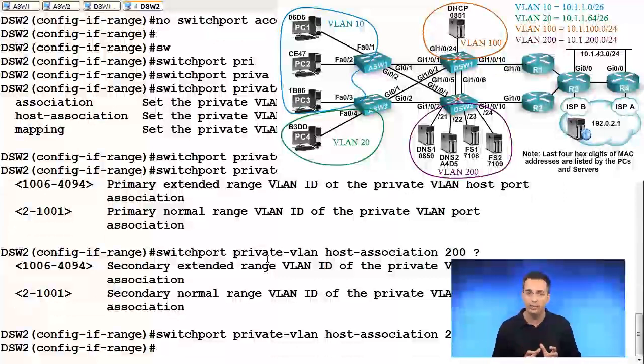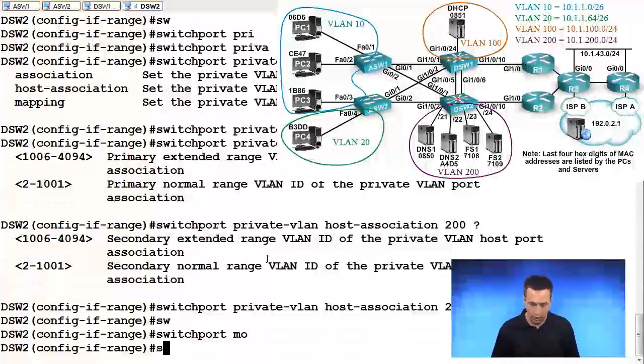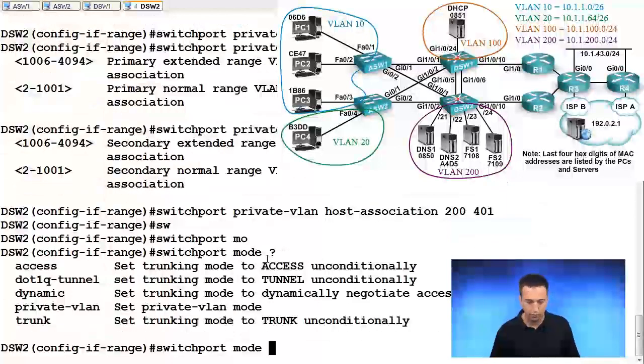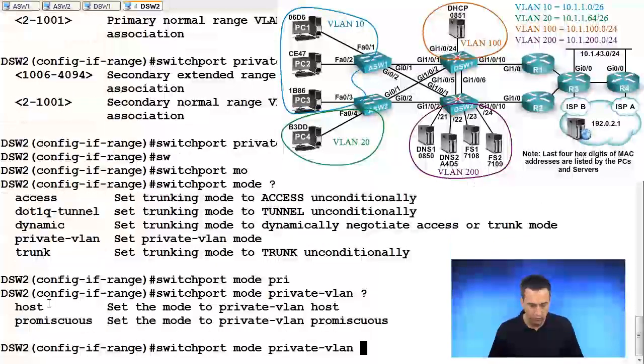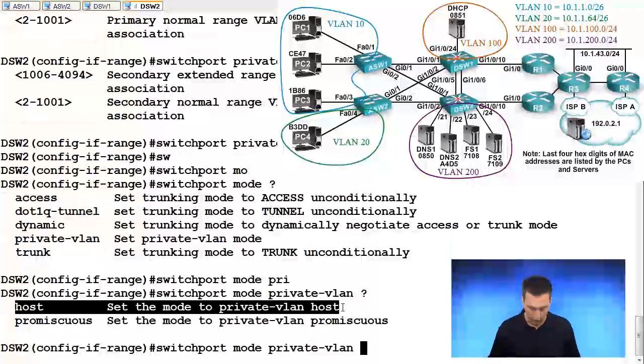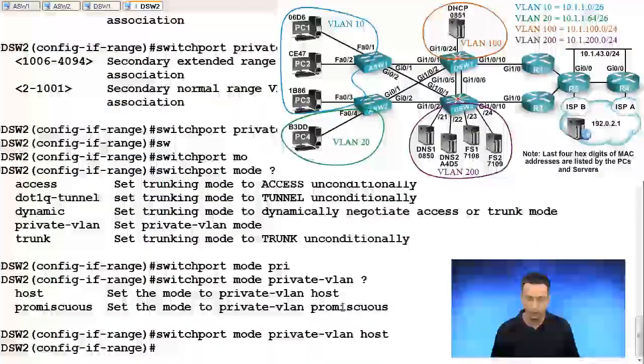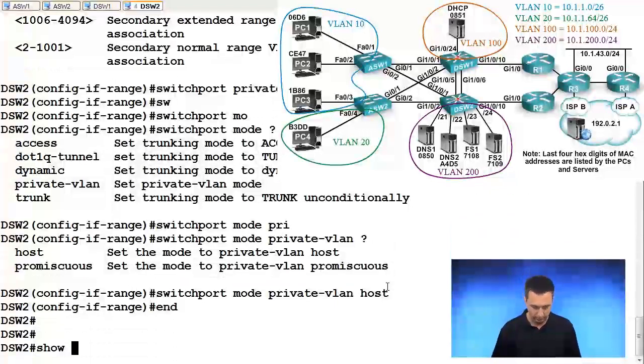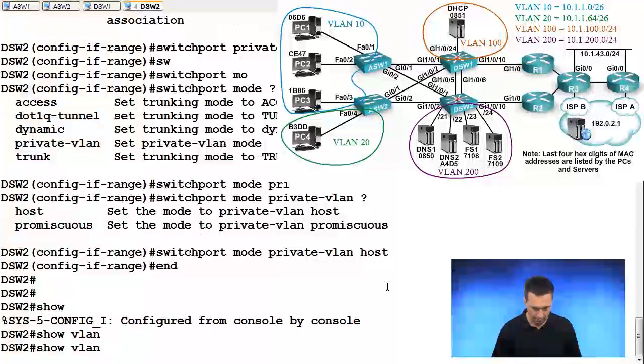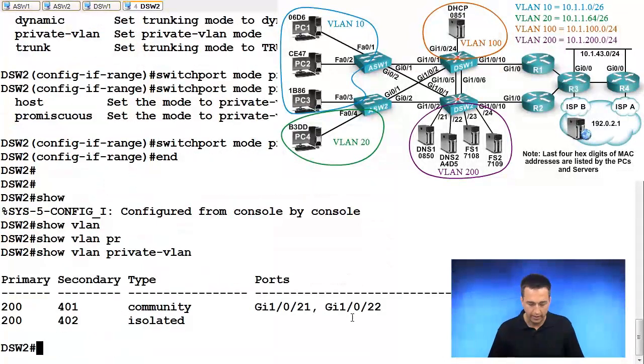Now, what is the mode here? The mode, so switchport mode, is going to be now private VLAN. And are we the promiscuous port? No, we are the host port. So switchport mode private VLAN host. All right, let's see how that worked out. Show VLAN private VLAN. Look at that. Now gigabit 21 and 22 are part of the community VLAN 401 that is associated with 200, the primary VLAN.